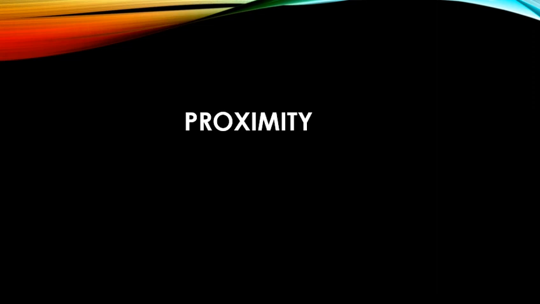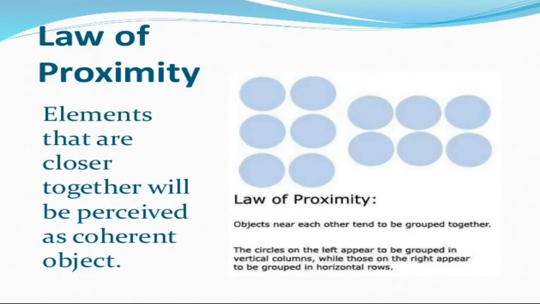The next Gestalt law of perceptual organization is proximity. The law of proximity says that elements that are closer together will be perceived as coherent, as grouped. The elements or objects which are near to each other tend to be grouped together. Similarly, stimuli that are near to each other in the external environment and have common characteristics are formed into separate groups during the perceptual process. They are all perceived as belonging to one unit.